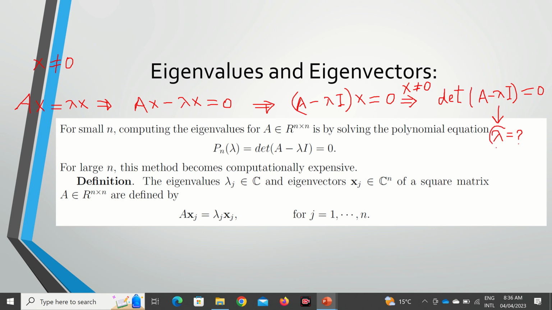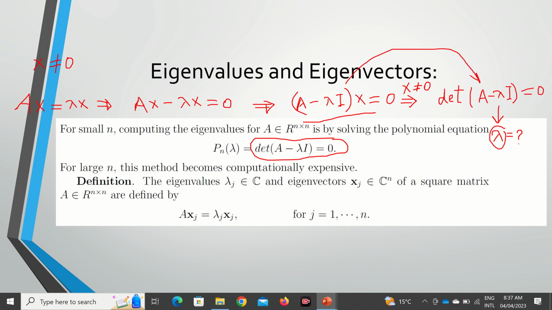Then putting this value of lambda in this equation, you get a homogeneous system of equations, which you would solve using either Gauss elimination or Gauss Jordan, whichever method you like. Okay, and that will give you what? That will give you the eigenvector. Obviously, the system will have many solutions, because in the case of non-trivial solutions, there will be many solutions. Okay, so you see this equation, this is known as the characteristic equation that is obtained by this method.